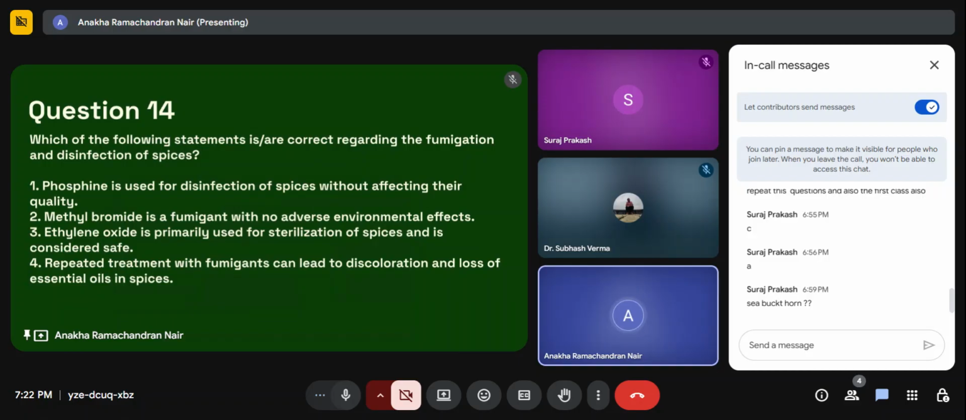This is again a correct guess, which is the correct statement. And this is regarding fumigation and disinfection of spices. So there are four options given to you. Option 1 is phosphine is used to disinfect spices without affecting their quality. Option 2 is methyl bromide is a fumigant with no adverse environmental effects. Option 3 is ethylene oxide is primarily used for sterilization of spices and is considered safe. And option 4 is repeated treatment with fumigants can lead to discoloration and loss of essential oils in spices. So any guess as to which is correct in this?